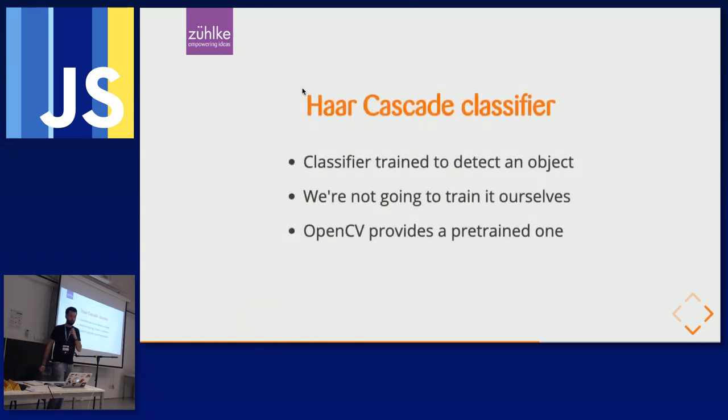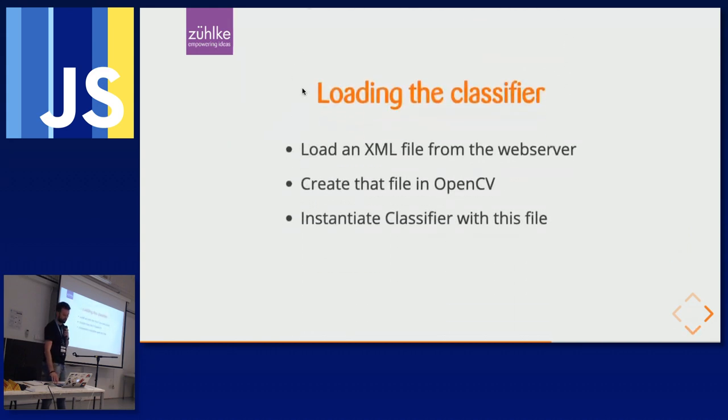The classifier that we're going to use is called HAAR Cascade Classifier. That's a pre-trained classifier. I haven't done that. This is from OpenCV. They provide that. There's a standard classifier for you to choose. So we don't have to train that, right? We don't want to train it here. We don't have time for that. So we can just take that pre-trained one.